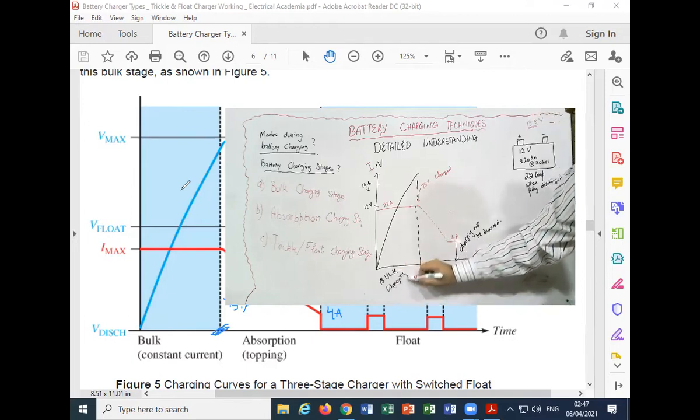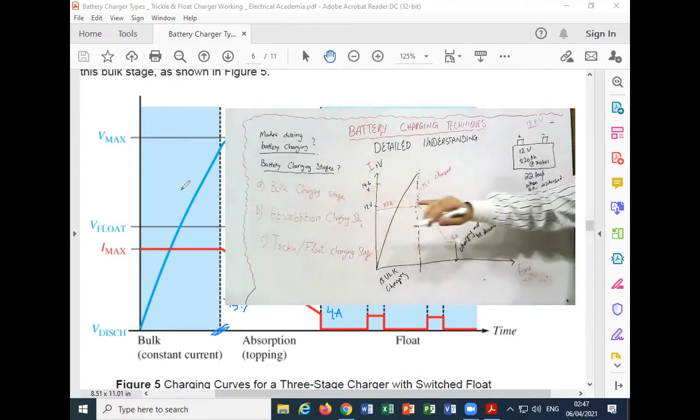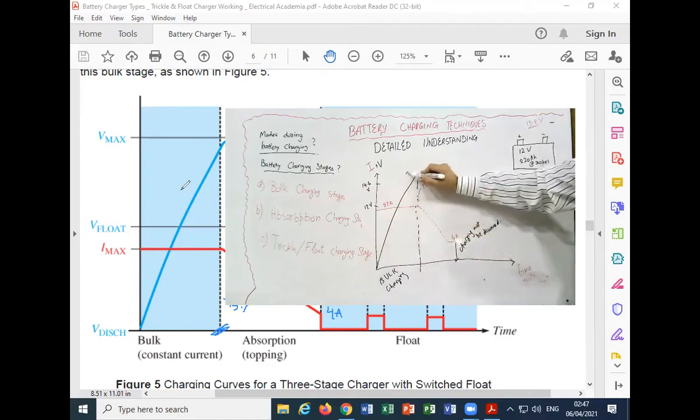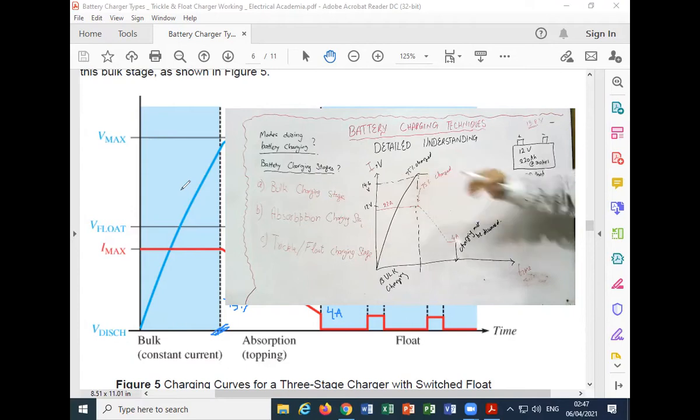At the end of the bulk charging stage, how do you detect that the bulk charging stage has ended? The current has started to decrease. It means that the battery is around 75% charged, and the battery voltage is now almost equal to the 14.6 volts, which is the charging voltage. Now this is the battery voltage.